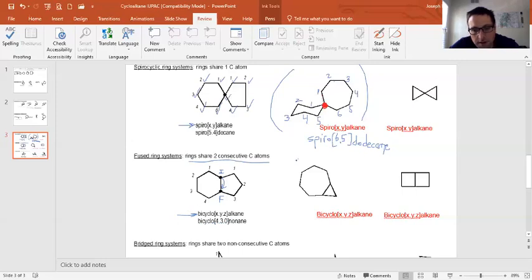So overall, how many carbons are in this structure? 8. So this is an octane. Now we just have to figure out, because we need the bicyclo prefix to designate it's that type of molecule, so we'll preface it with bicyclo. Now we just have to figure out, to name this molecule here, what are X, Y, and Z.